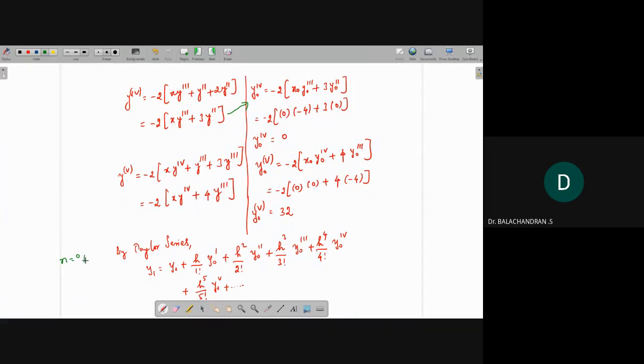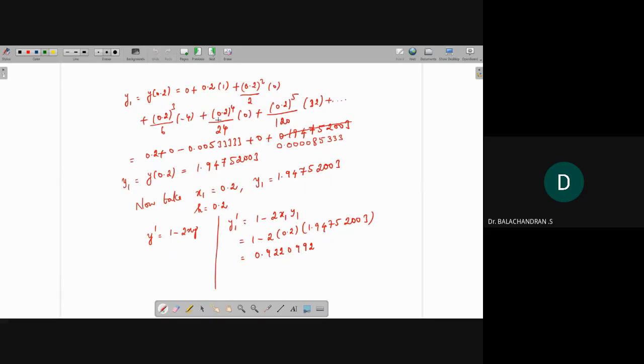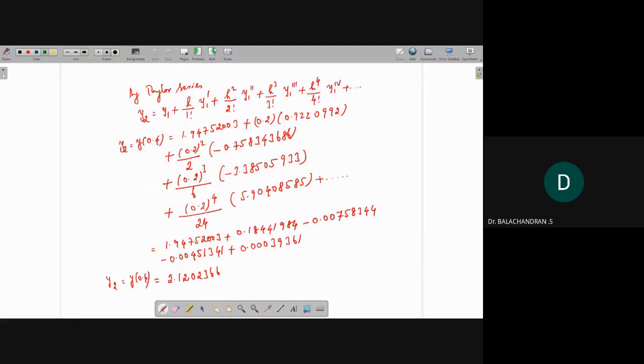Okay. Now, if you substitute n equal to 0, you'll get y1 equal to y0 plus h by 1 factorial into y0 dash, and so on. So substitute the values we just found, and using CALC, you should find the value of y1 equal to y of 0.2. Now you should take x1 equal to 0.2 and y1 equal to 1.9475 2003 and h is equal to 0.2. Again, you should proceed with the same idea, which is similar to the previous one. You can find y2. y2 is y of 0.4.